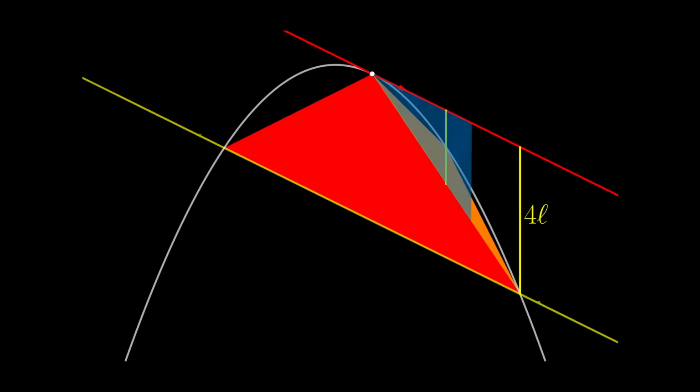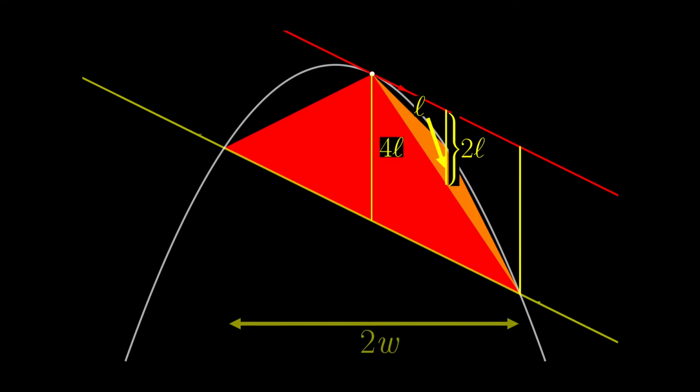Finally, we just need to realize this pair of similar triangles. Then this length here should be half that of 4 times L, and we previously discussed that this length is L, which means the vertical height of the orange triangle is of length L. The vertical height of the red triangle is 4 times L because the yellow and red lines are parallel. And by construction, if the horizontal span of the red triangle is 2 times W, the horizontal span of the orange triangle would be W.